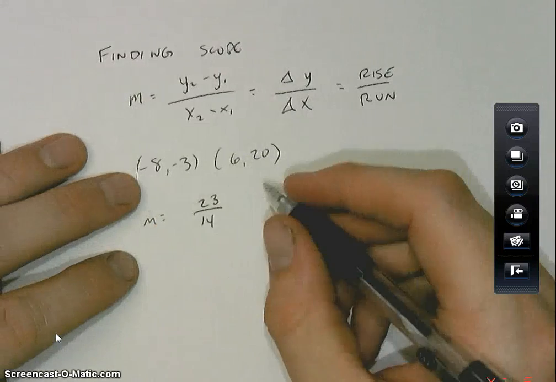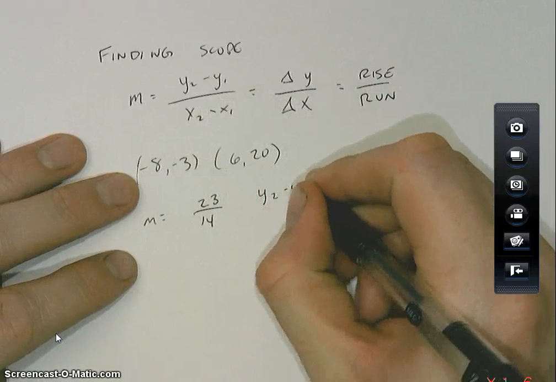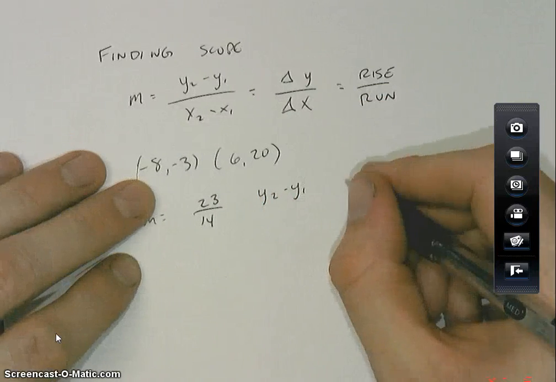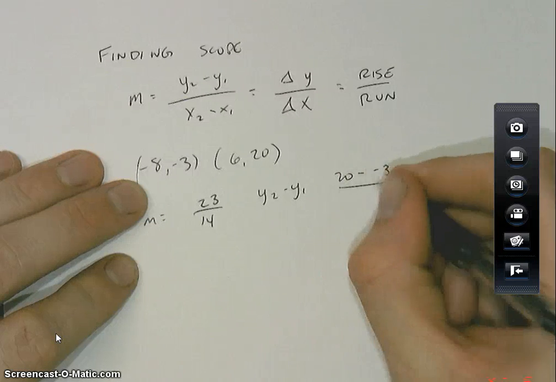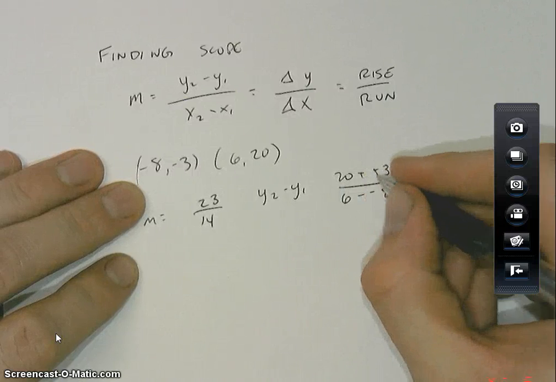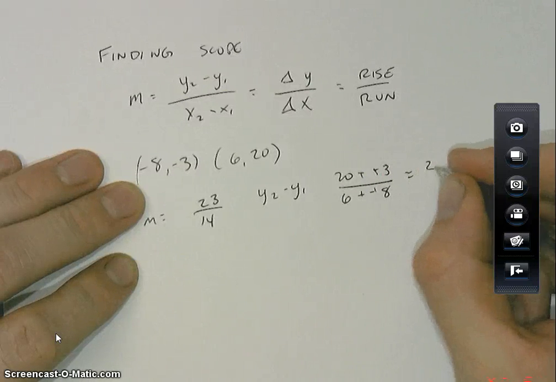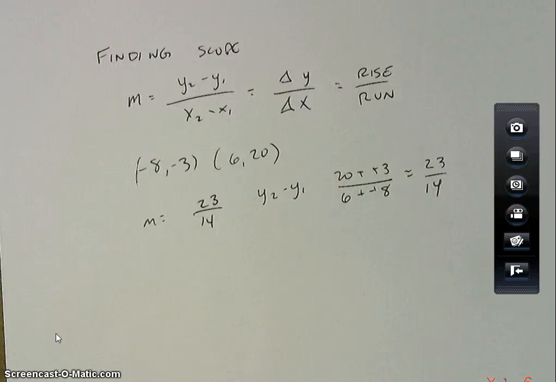If you do that in the terms of the actual formula, then we would have y2 minus y1, which would be 20 minus -3 over x2 minus x1, which is 6 minus -8. Those become pluses, and we have 23 over 14. You're going to do the same thing anytime you're finding the slope given a pair of points.